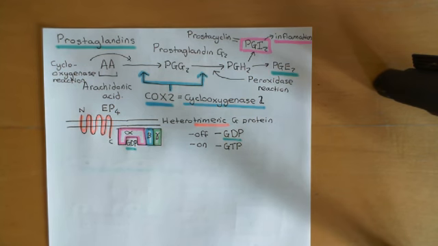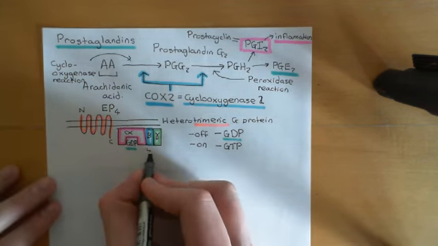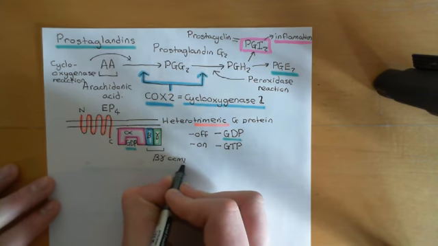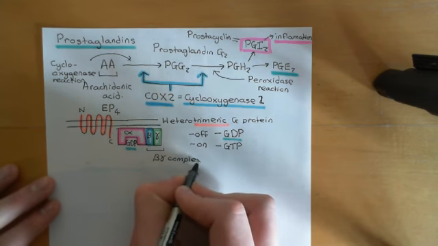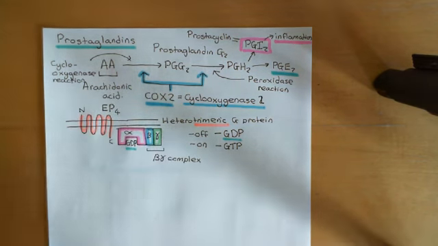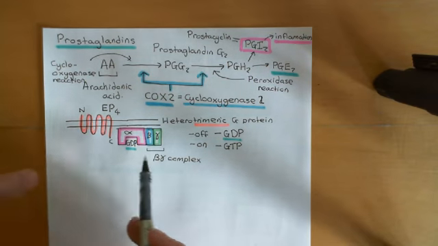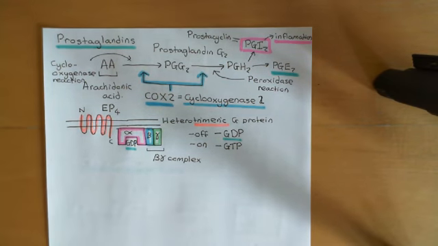The other thing to say then is that the beta and the gamma subunits never ever split apart. They always remain bound together, and therefore often people will just refer to them as the beta-gamma complex. So even if the alpha subunit goes into the on state and breaks apart from them, they remain bound to one another as the beta-gamma complex.